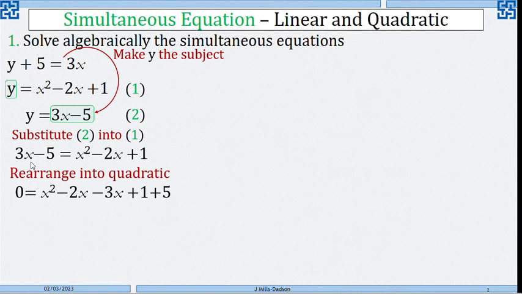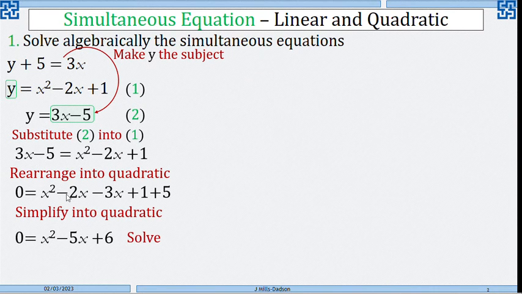And when you do that, you end up having x squared minus 2x minus 3x that I said I'm going to subtract from both sides, then plus 1, then plus the 5 that I need to add to both sides. Then you tidy up this expression and make a simple quadratic equation. So when you simplify this side, you have this equation. Then all you need to do is to solve this equation.